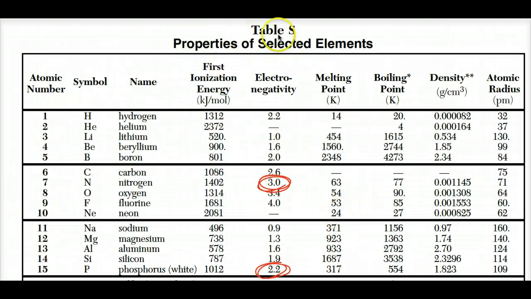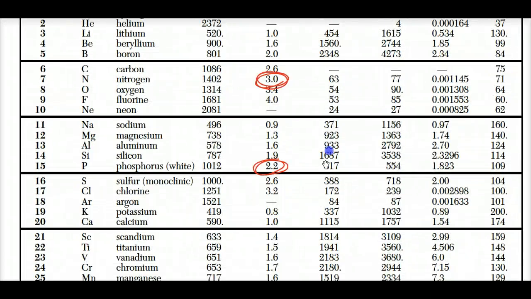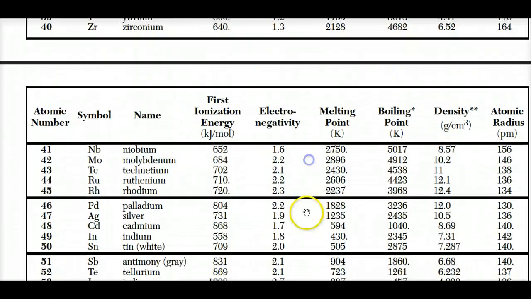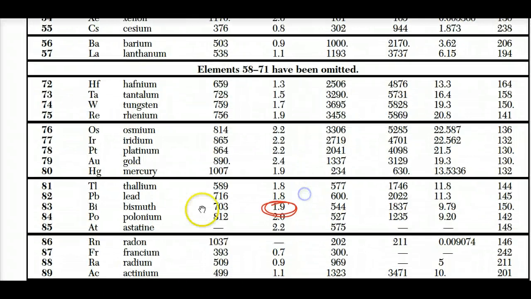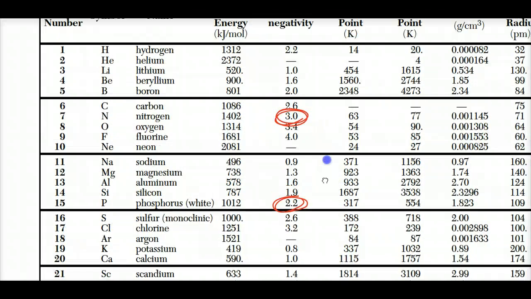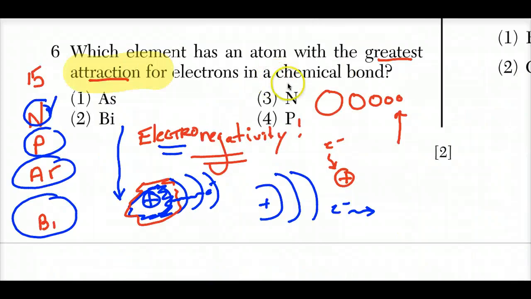So table S, one of the most underutilized tables. Nitrogen is 3.0. Scrolling down, we have phosphorus in the same group as 2.2. Then we have arsenic 2.2, and as we suspected, going all the way down to bismuth, 1.9. So very clearly, as you go down, the attractions become less because the radii get bigger. You can see that along this way. But they were asking for the greatest attraction, so I'm going up with the smallest atoms, or the more electronegative atoms are smaller, and nitrogen is my answer. So number 6 is 3.